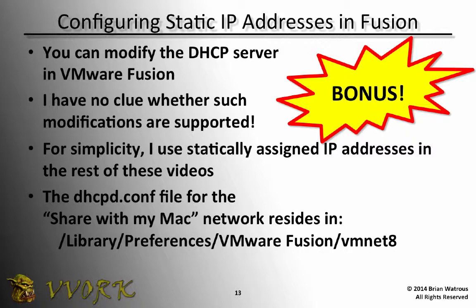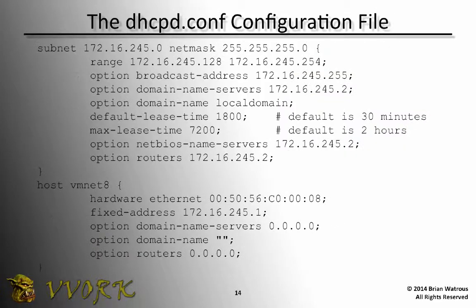You may be plugging your virtual machines into a different network, in which case the following information needs to change slightly. But on the machine where I'm running Fusion, my Share with my Mac network has a DHCP server, and the configuration for that DHCP server and other things about that particular network are down in /Library/Preferences/VMware Fusion/vmnet8. So down in that folder, there's a file called dhcpd.conf.